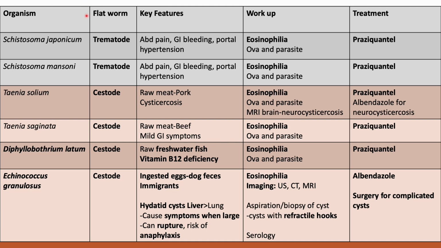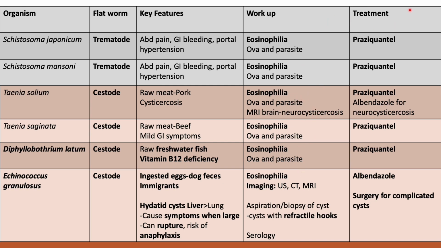Here we have a summary table of the flatworms or platyhelminths. Remember, this is a great resource to study from. However, don't forget to review the other slides as well. I'd like you to focus on these last two organisms, Diphyllobothrium latum and Echinococcus granulosus, recognizing the key features. Also review the workup for all of these, and recognize that all of them can potentially lead to eosinophilia.